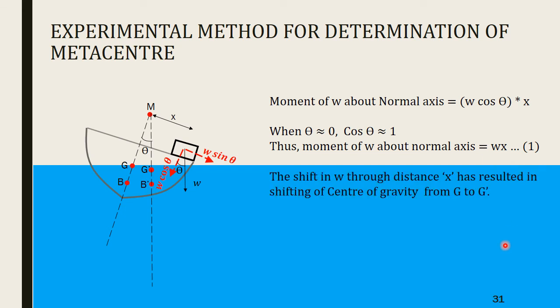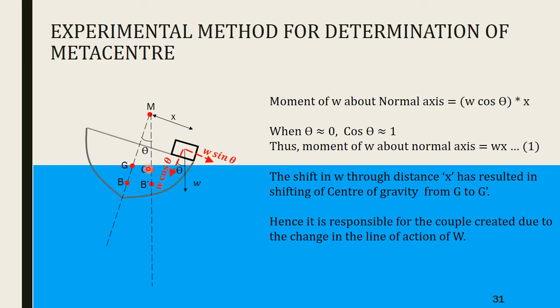Now shifting small w through a small distance x, the small block w has shifted through a small distance x. It has resulted in the shifting of center of gravity from G to G dash. Hence, the total weight acting has shifted from G to G dash. And whenever a force is moved to another point that is not along its line of action, it will be accompanied by a couple. And that is what I'm going to show you next.